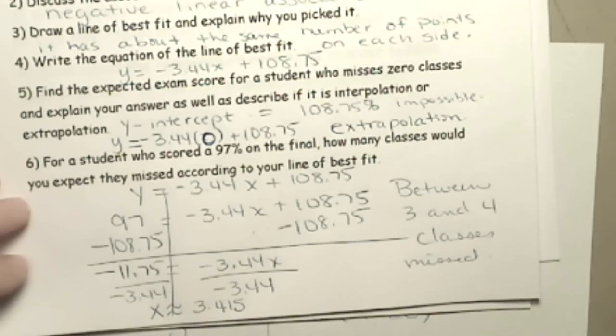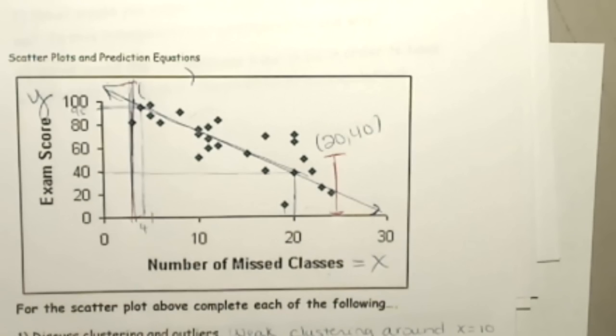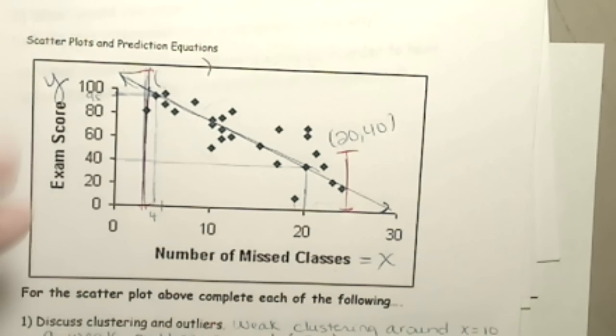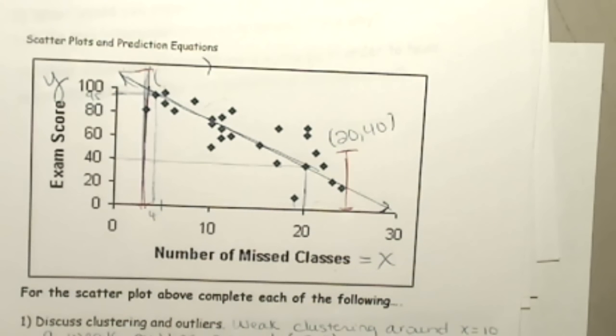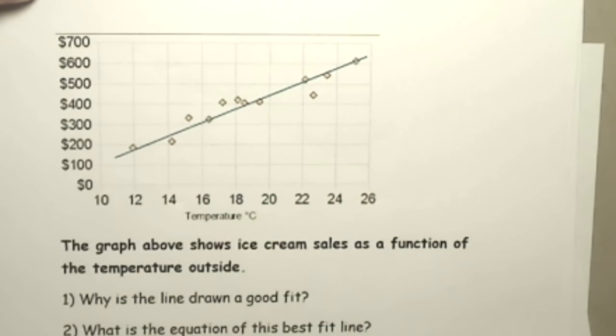All right, so that is an example of how to use a scatter plot to find a line of best fit and to answer miscellaneous various questions. Next time, we will look at a different scatter plot about ice cream sales versus temperature.